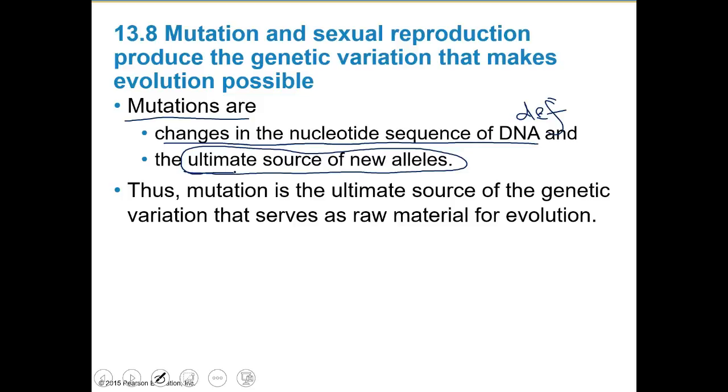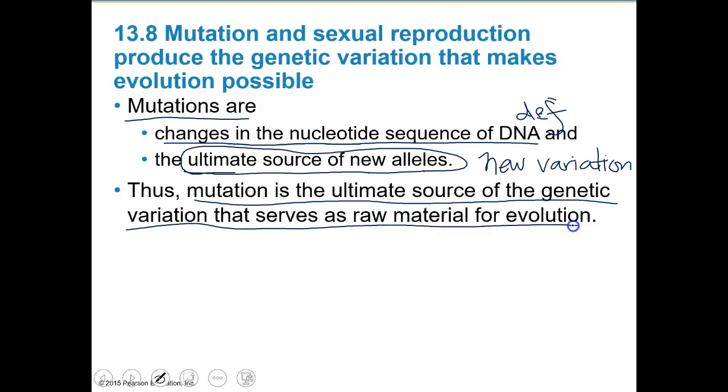Mutations, as far as evolution is concerned, are the ultimate source of new alleles. We get new variation, types and patterns that we wouldn't necessarily have before, and that comes from mutations. So mutation is the ultimate source of genetic variation that serves as the raw material for evolution. That's much better than I can put it. And that's a key term.